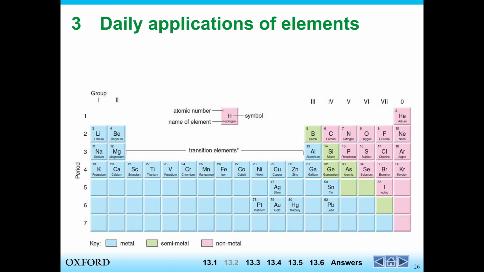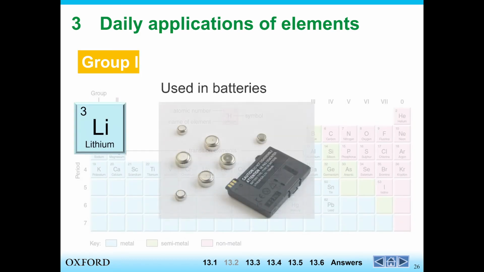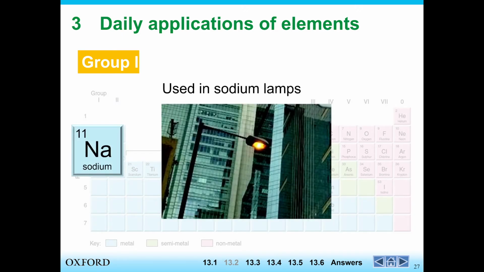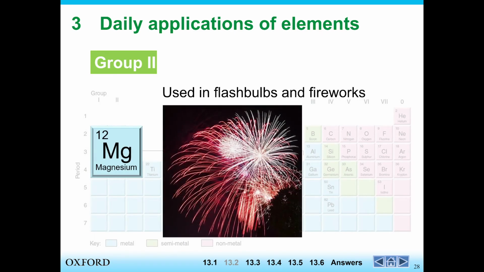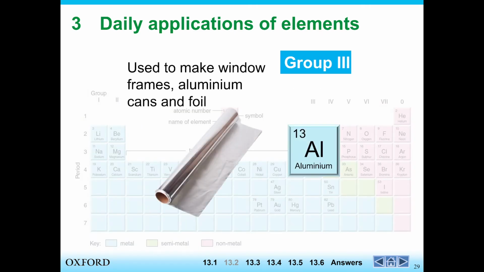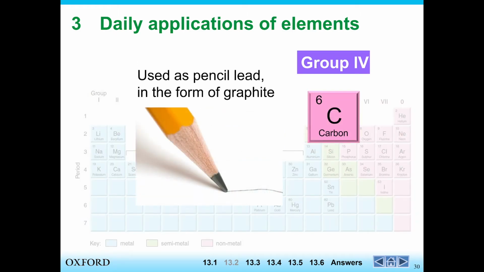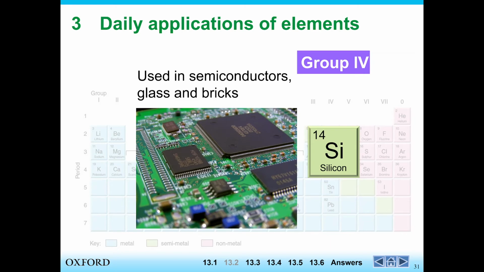And let's see some of the daily uses of elements, some applications. Like in group 1, lithium, it's used in batteries. Sodium used in lamps. In group 2, magnesium, we use it in fireworks. Group 3, aluminium, we can use it in window frames, even in aircraft, aluminum cans, foil. Carbon, used in your pencil. Also, there are different forms of carbon. Diamond is a form of carbon, graphite is a form of carbon, and we'll learn some more if you take chemistry. We have silicon used in semiconductors, in your computer.